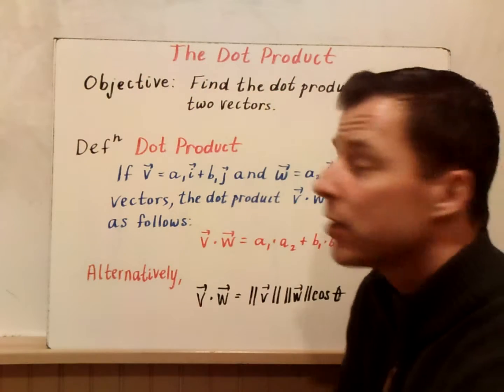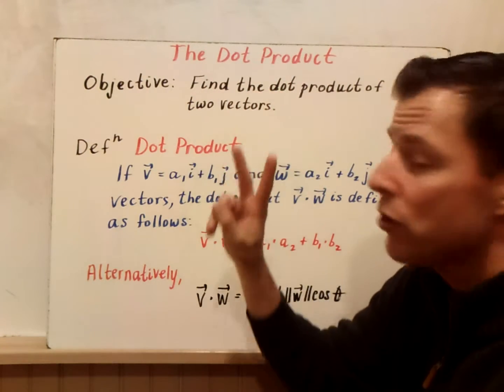Hi guys, welcome to the dot product. So today we're going to find the dot product of two vectors, okay?